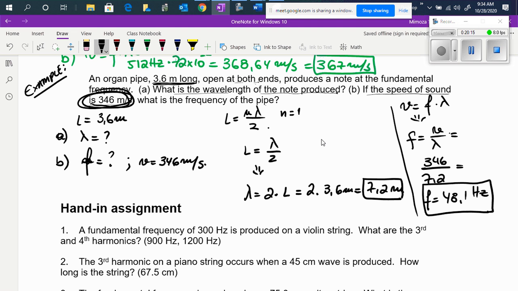Again, always when you are writing a number, think about what that number means. What is the meaning of that number? So what you see in this open air column is that the wavelength of this particular sound, from one maximum to the next consecutive maximum, is 7.2 meters, and we see this repeated 48.1 times in 1 second. Do you have any questions now?